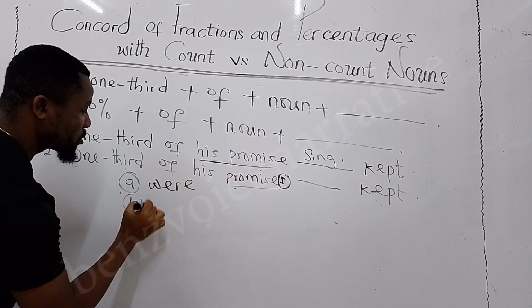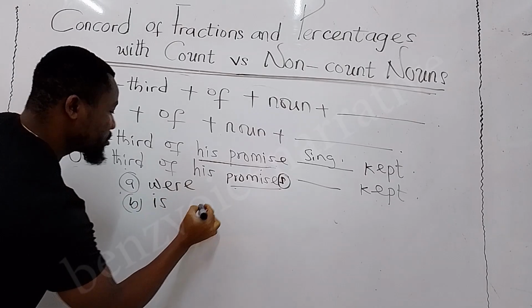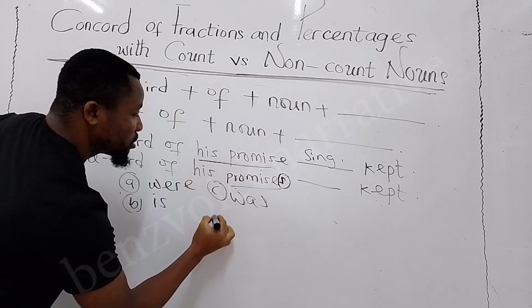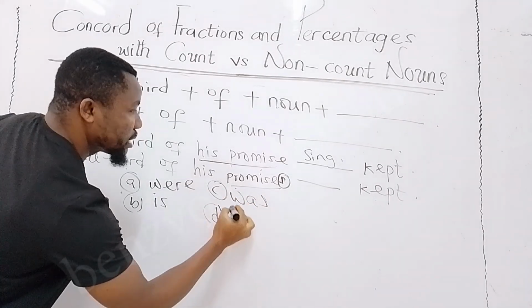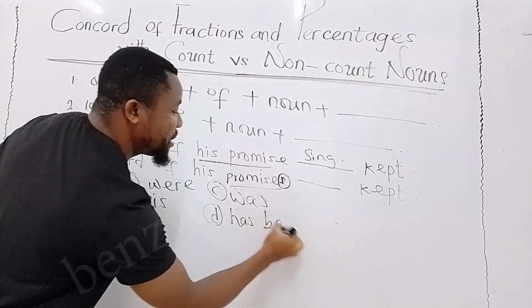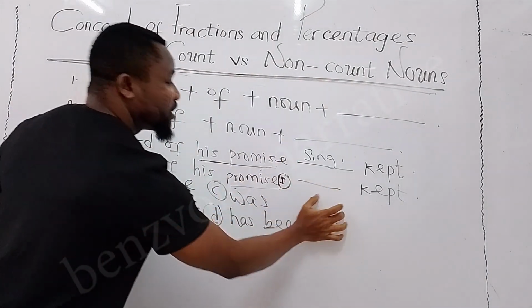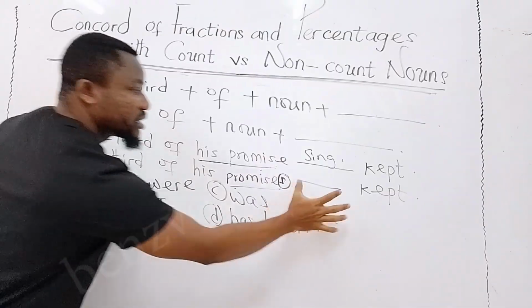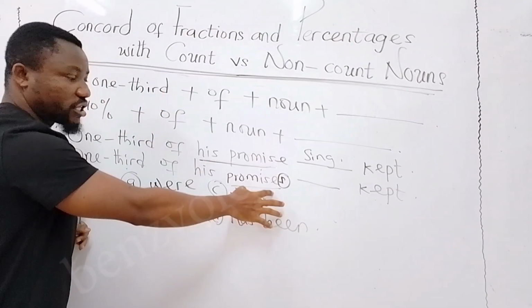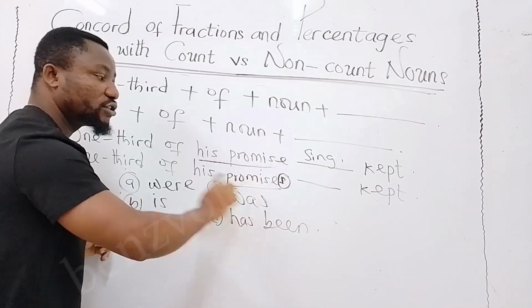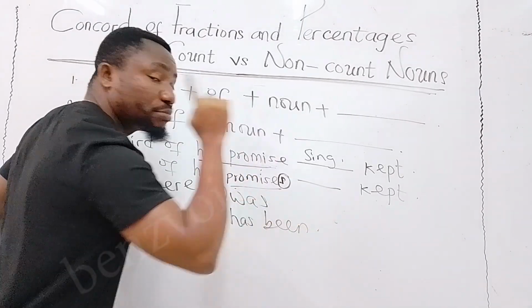Where is, C, was, D, has been. It's okay. So one third of his promises dash kept. Remember that the verb here will be controlled by the nature of this count noun. Is this plural? Yes. Is this singular? No. So because this is plural, your verb has to be a plural verb.